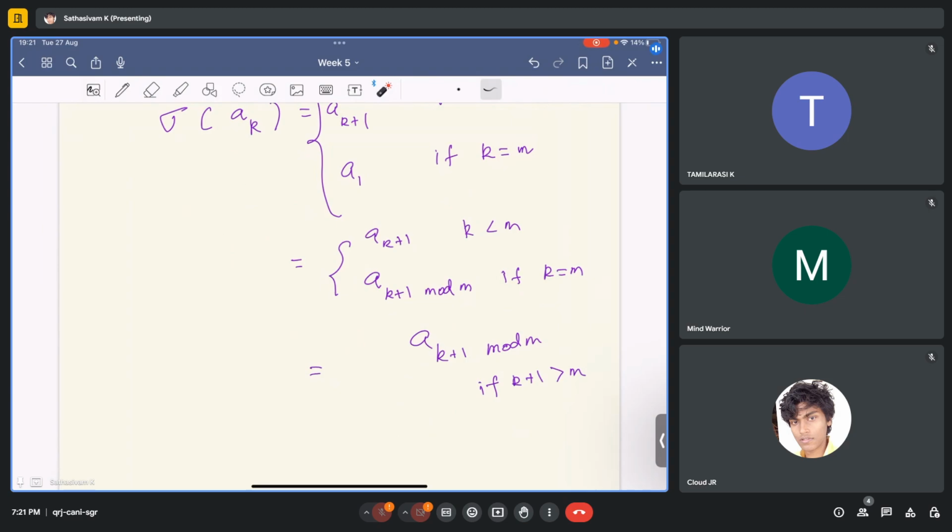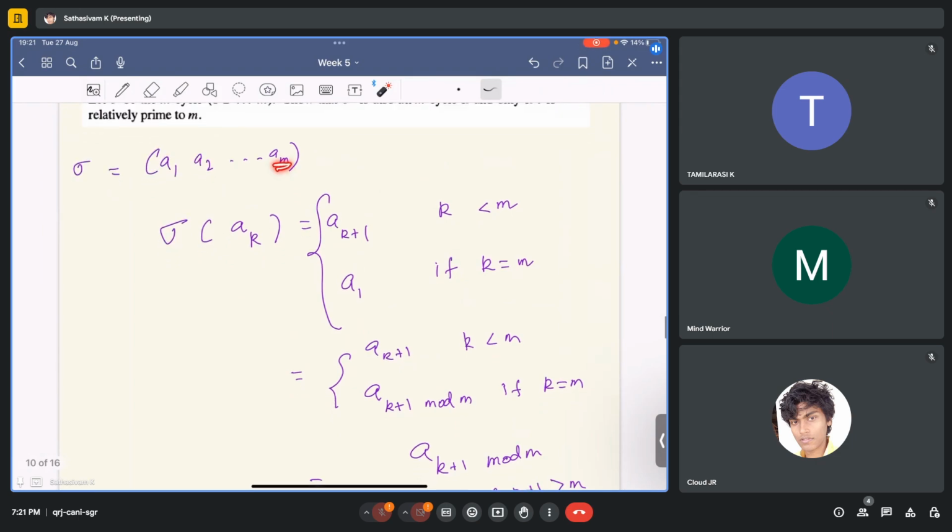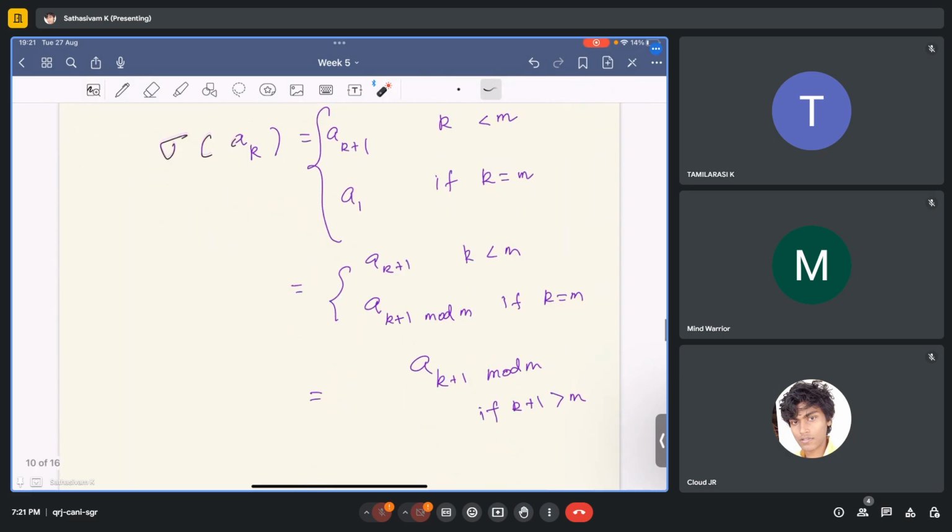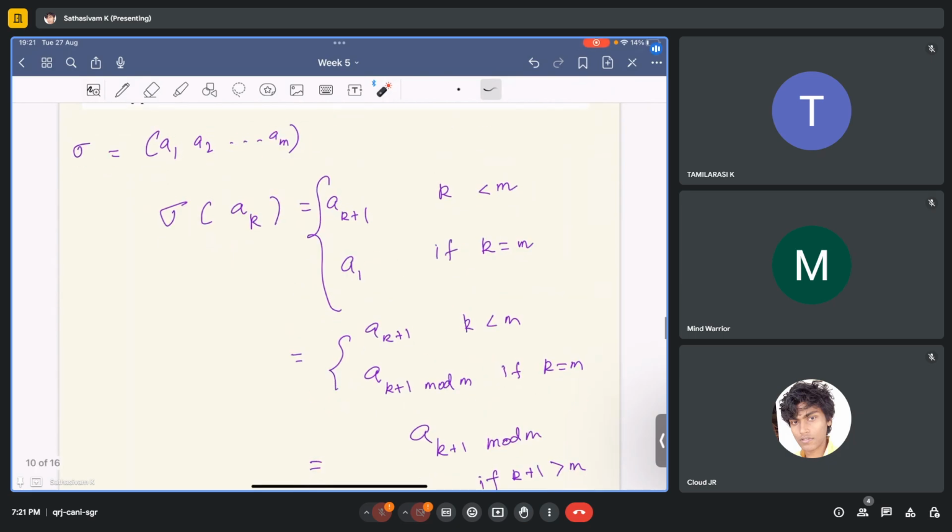Because if you have m here, let's say k is m minus 1. So this became am, right? If you go directly mod m, this will become a0. But you see I have no a0 here. So there is a1 to am, not a0. So in that sense it's a little bit different.